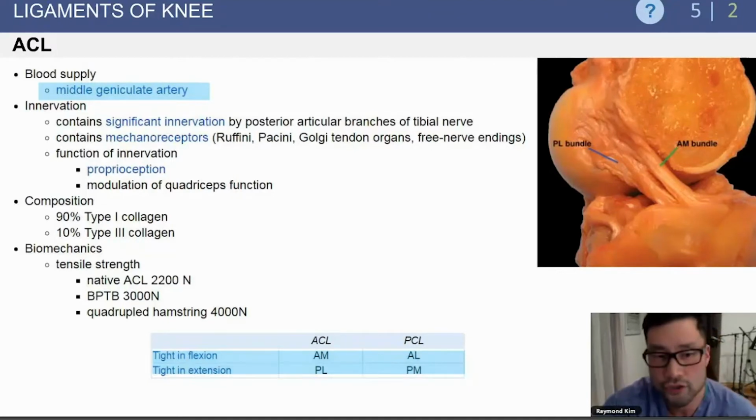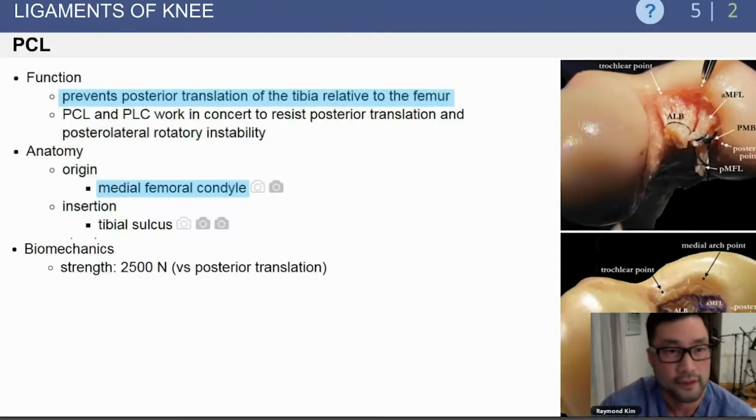Often they'll quiz you on what's tight in flexion and extension for the ACL and PCL. For the ACL, the anteromedial bundle is, again, tight in flexion. The posterolateral bundle is tight in extension. The PCL, the anterolateral bundle is tight in flexion, and the posterior bundle is tight in extension. So the way I remember this is that the anterior bundles are tight in flexion, so AF, atrial fibrillation, and PE, the posterior bundles are tight in extension. Just a little mnemonic to help remember these questions here.